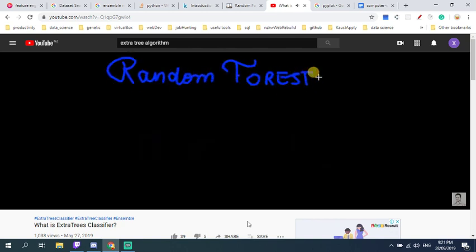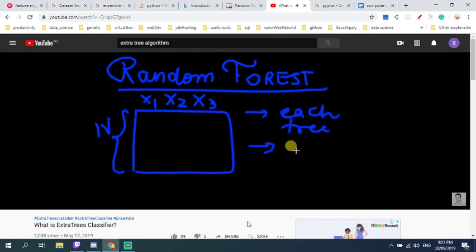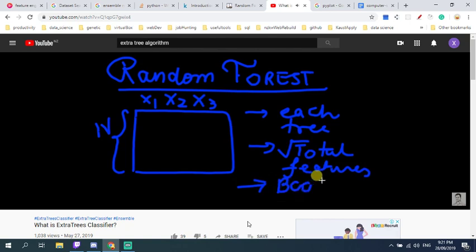Before looking at what an extra tree classifier is, let's first look at how a random forest works. So let's consider a simple data set with m features and n rows. In a random forest, we grow multiple trees such that each tree comprises of the square root of the total number of features that are present. So in our case, we have m features. So each tree would have square root of m features to train on.